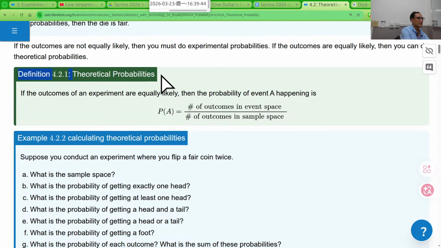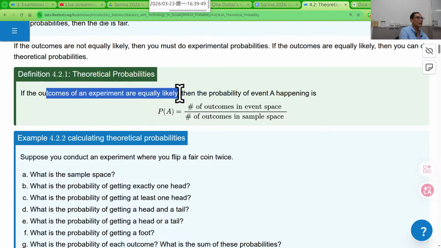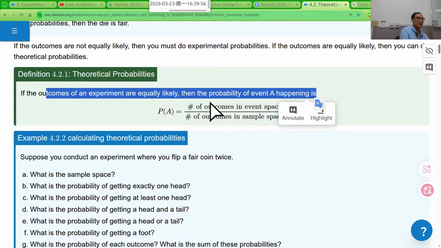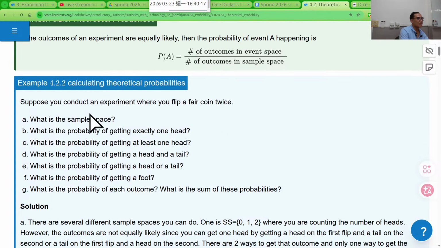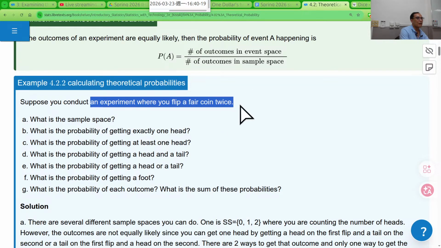The formula for theoretical probabilities: if the outcomes of an experiment are equally likely, then the probability of event A happening has the denominator as the outcomes in the sample space, all possible outcomes. How about the numerator? Outcomes in the event, for example event A. Okay, and suppose you conduct an experiment where you flip a fair coin twice.